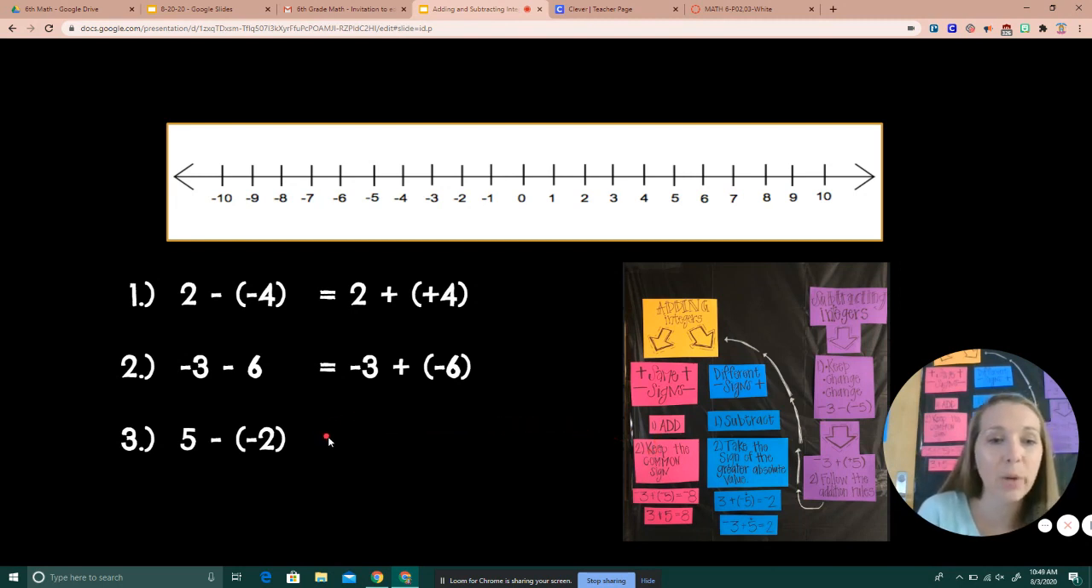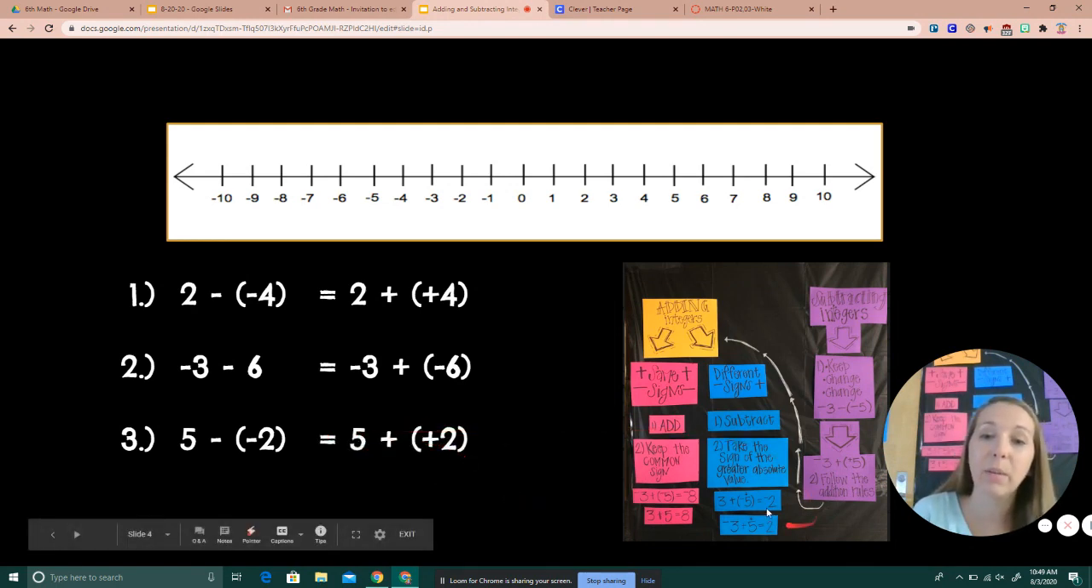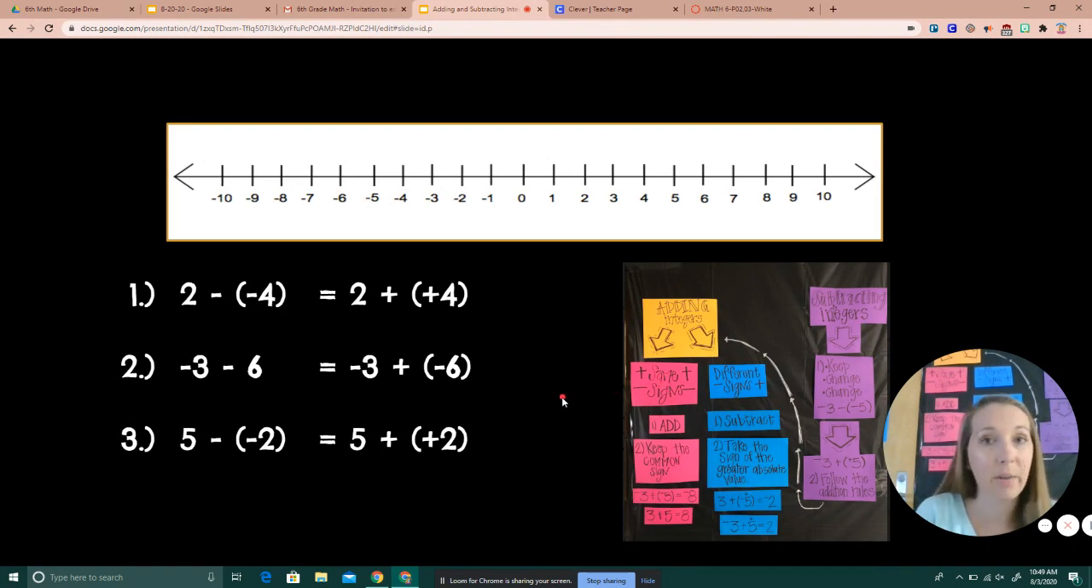Last one. We're going to keep the 5, change the subtraction to addition, and change the negative to a positive. So here you're doing the same sign, and you're saying 5 plus 2, which is 7. Just a reminder, make sure that you are using these rules. Every teacher has these in their room. Follow them and go step by step.